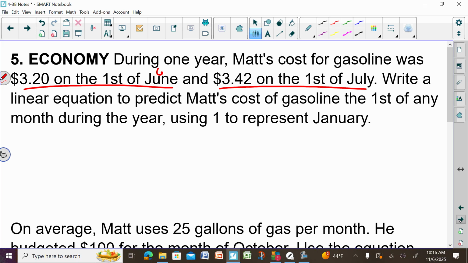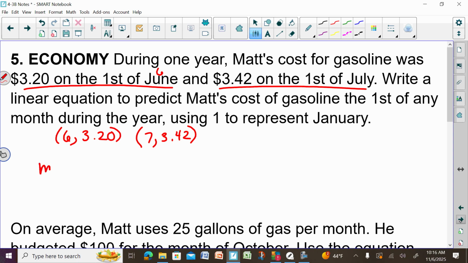So I'm going to use 6, the 6th month, $3.20. And then July would be the 7th month, $3.42. Now, this is assuming that if January was the 1st, if I went to the next January, it would be the 13th month. So you'd have to do a little bit of calculating your months, because you can't just revolve back around. It's from that beginning January or this beginning June. So I have 2 ordered pairs.